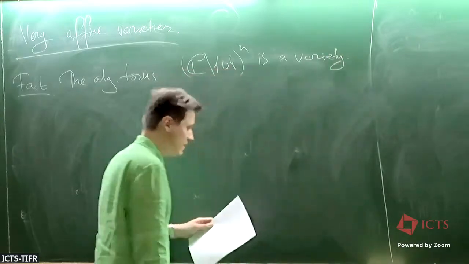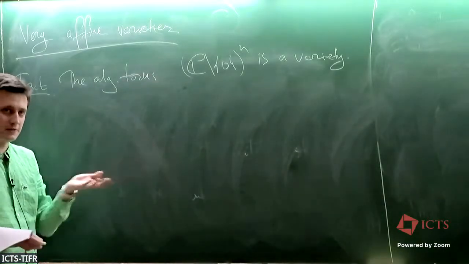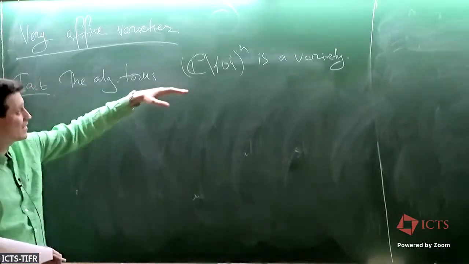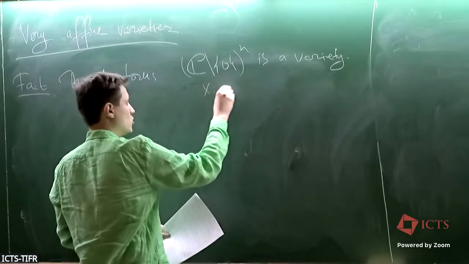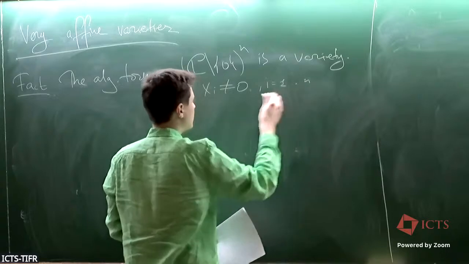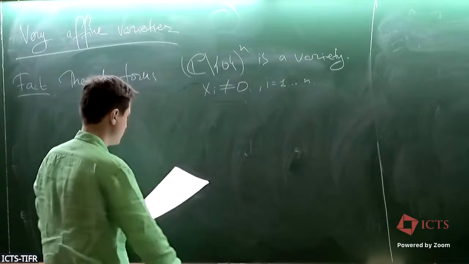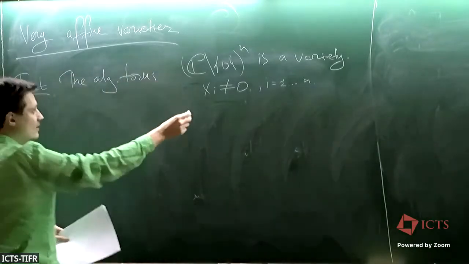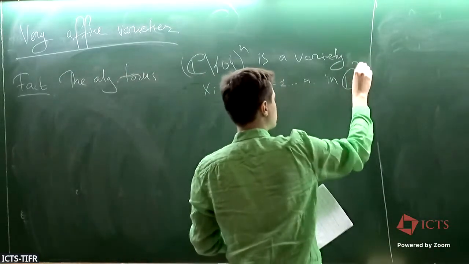Now, if you take a look at this, originally this is a very counterintuitive fact. We say that varieties are defined by equations. Here we define the set by inequalities. We said x_i not equal to 0 for each i. So this is not an equation, this is an inequality, so this should not be a variety. But the trick is that this is not a variety in C to the n. This is a variety in C to the 2n.